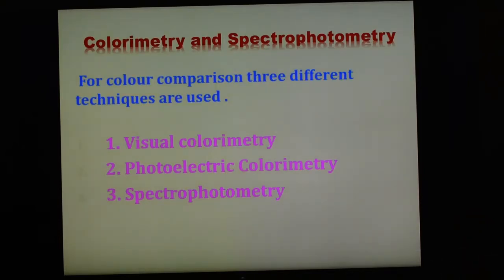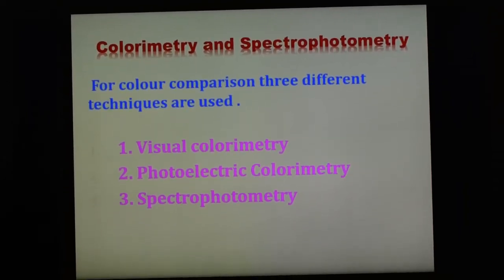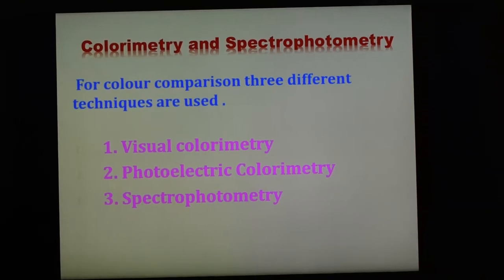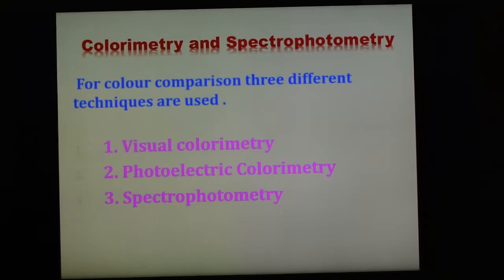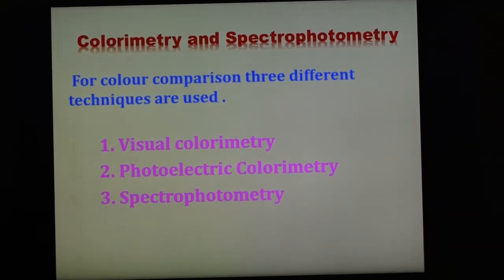As we know, different methods are there for the comparison of different colors, and the colorimetric technique is based on the fact that the color intensity of the solution changes with the concentration of the solution. The colorimetric method of analysis involves comparison of the color intensity of an unknown solution with a known solution, and therefore the determination of the unknown concentration is possible.